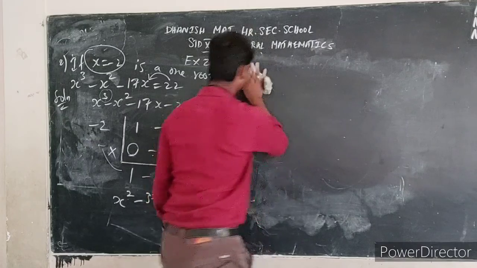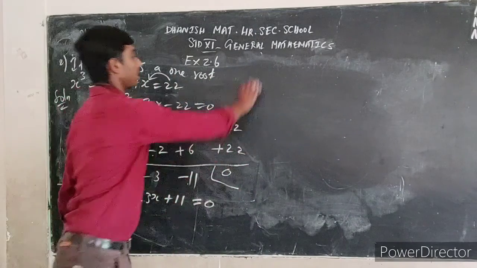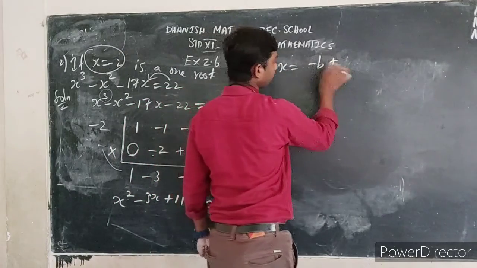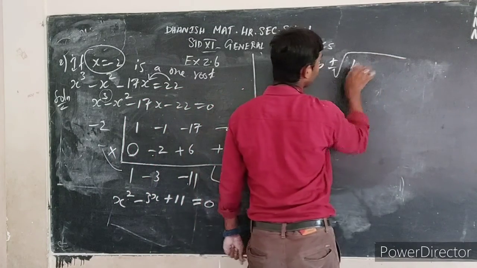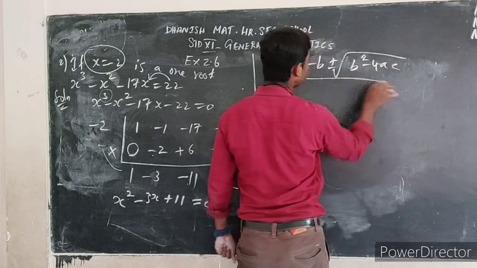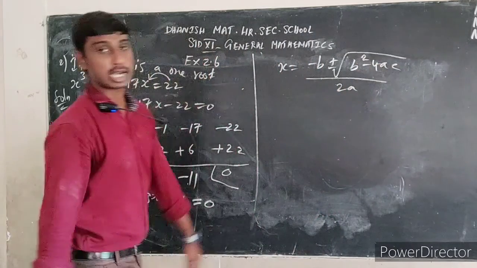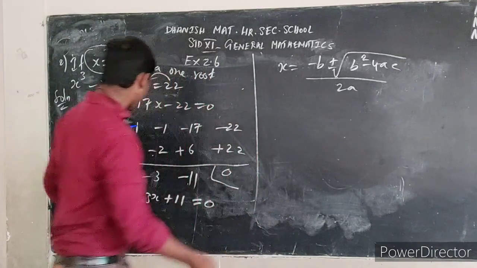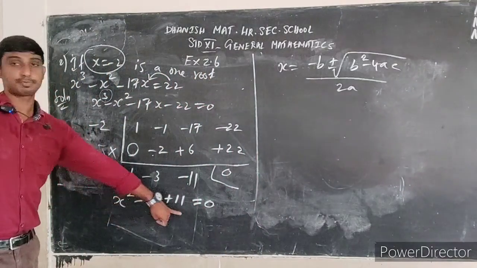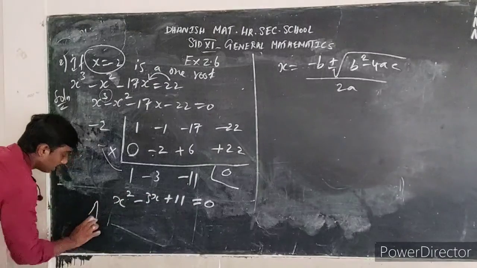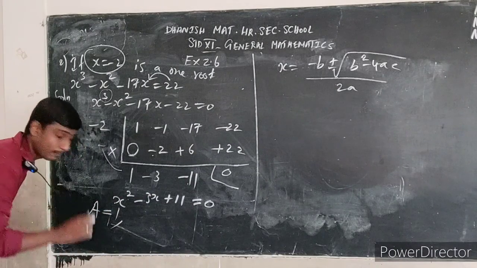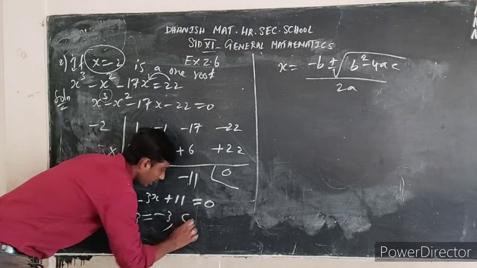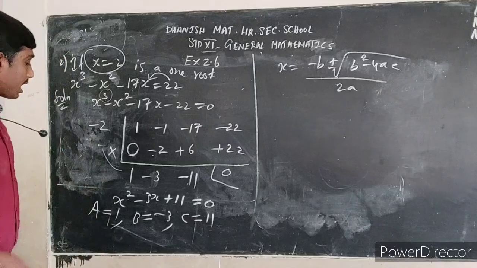In this type of sums, if it is not possible, we use the quadratic formula. So what is the quadratic formula? We already studied it, I think. x is equal to minus b plus or minus root of b square minus 4ac, divided by 2a. Last year you studied this formula in 10th standard. So let's see the equation here: x square minus 3x minus 11. Here the coefficient of x square is 1, the coefficient of x is minus 3, and c is equal to 11.